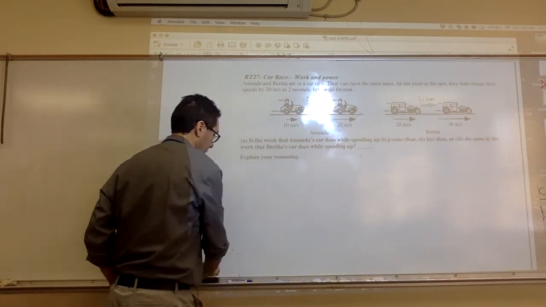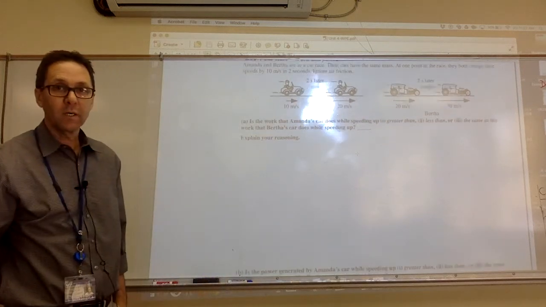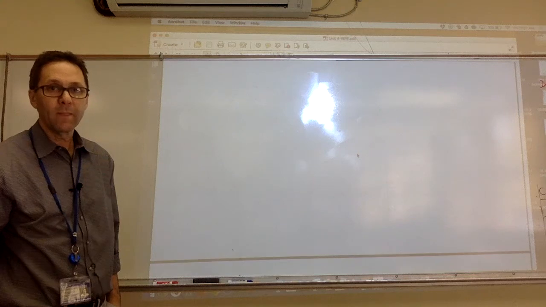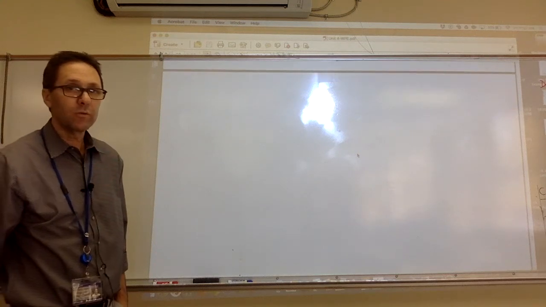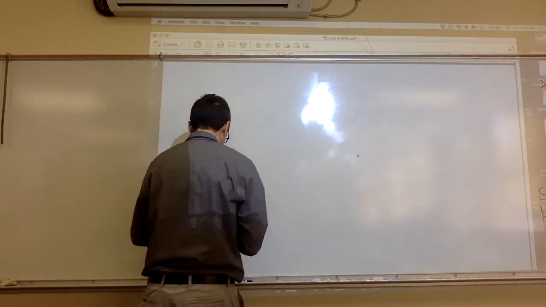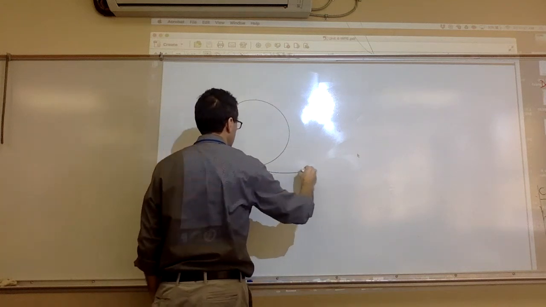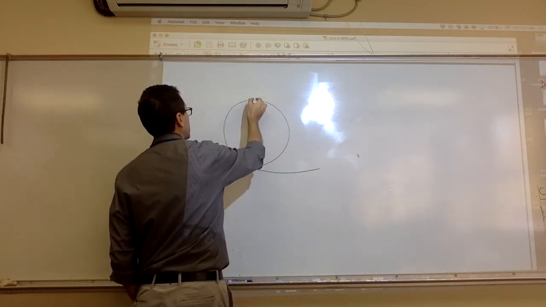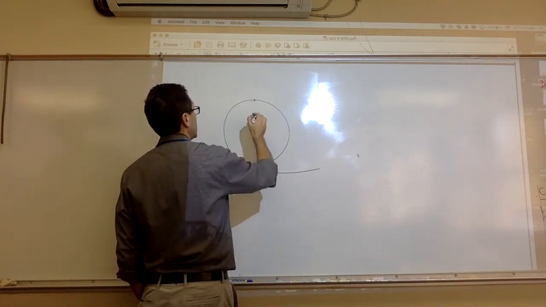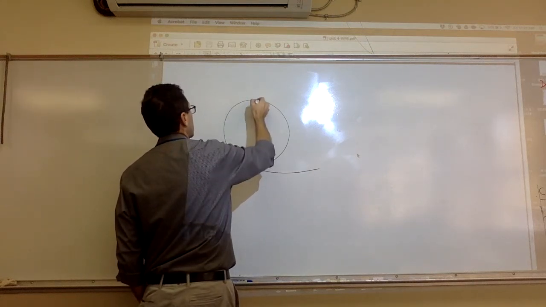All right, so we're done with the packet basically. Now I'm going to try to show you why the difference in the g-force in a circular loop is 6 g's. All right, so let's try that.